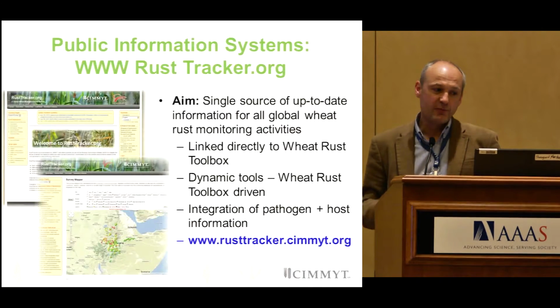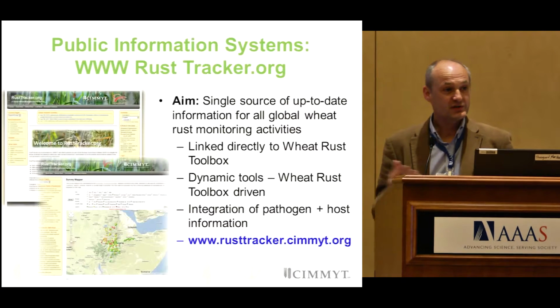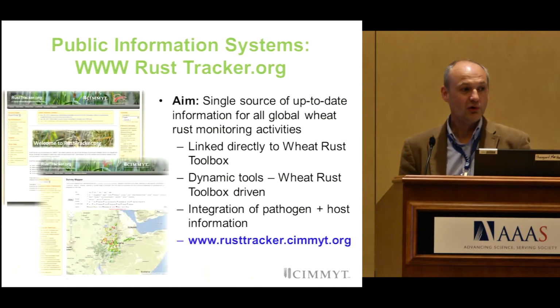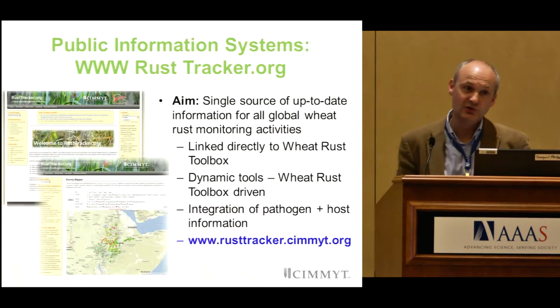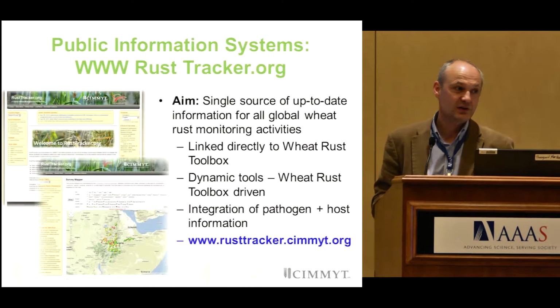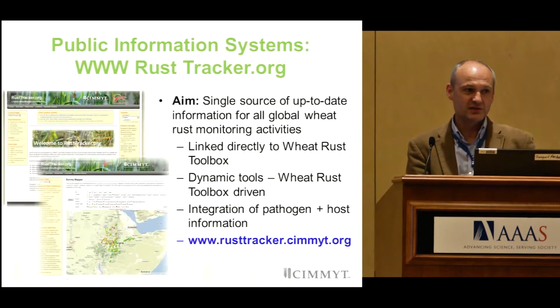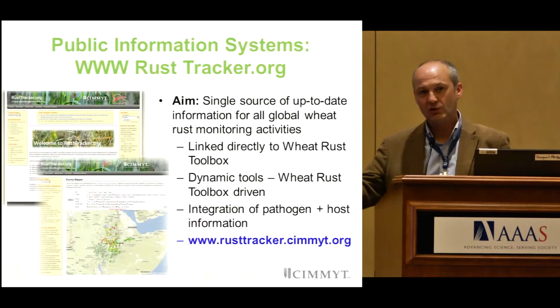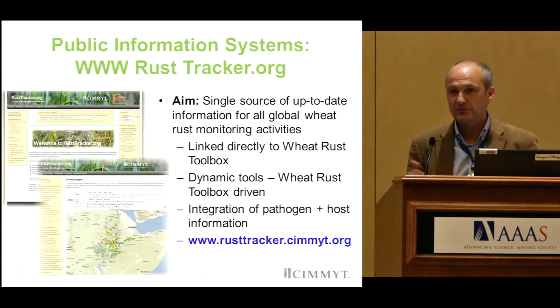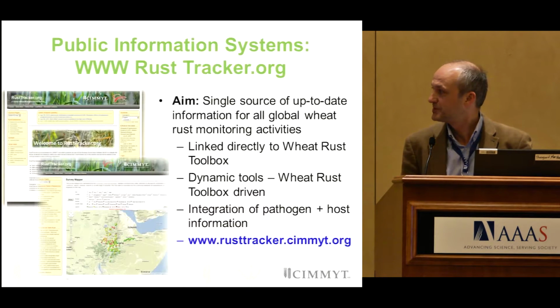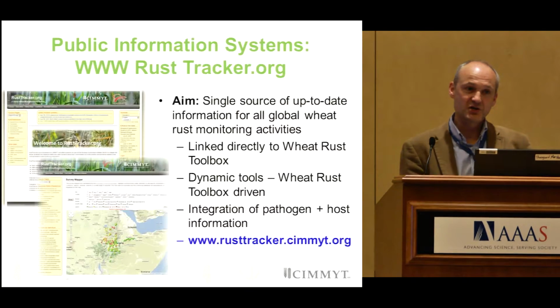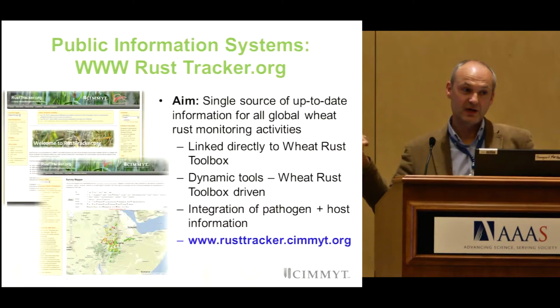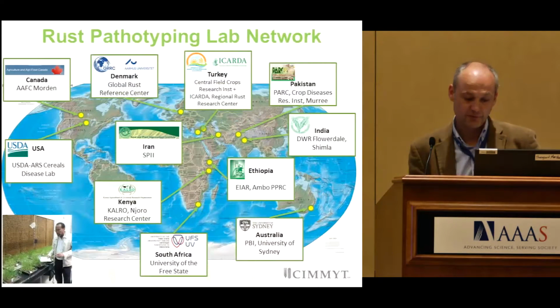Information system. We put together something called Rust Tracker. This is a web portal where we can put all the information out to people. It's linked to the Toolbox, so those dynamic tools are all embedded within it. As soon as data is in the system and quality checked, it automatically appears for people to see. And we also try to integrate pathogen information with host information in this platform.